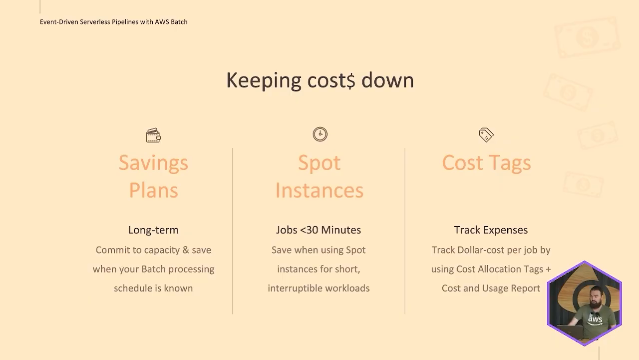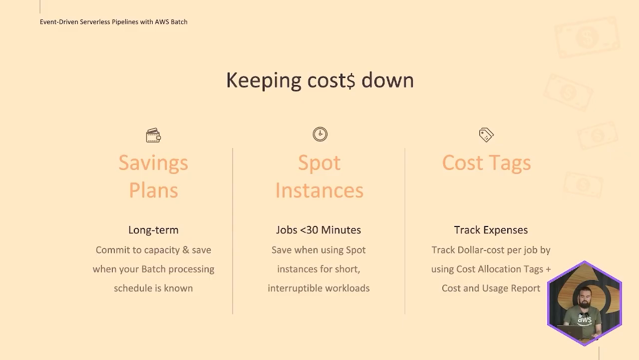Okay, then how do you keep the costs down? Let's look at some FinOps things here. The first is Savings Plans. If you intend to use your instances for quite some time, usually a few years, then you can commit to a certain capacity and save when your batch processing schedule is known. But obviously, if it's going to be spiky, then you might want to hang on a bit before you commit to that.